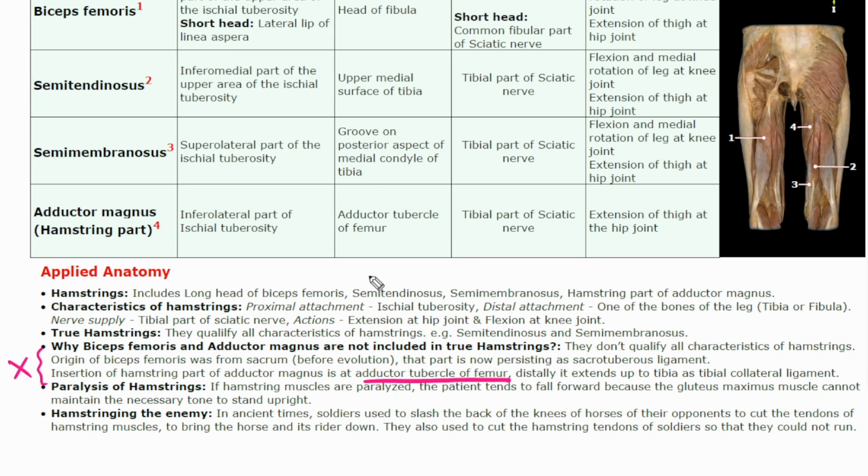Okay, so because of these reasons, the biceps femoris as well as the hamstring part of adductor magnus are not included in true hamstrings. Then there could be paralysis of the hamstrings, in which the patient will tend to fall forwards because the gluteus maximus muscle cannot maintain the necessary tone to stand upright. Okay, extension at the hip joint is required for standing upright, and the chief action of gluteus maximus is like getting up from the sitting position. Okay, for initial extension it helps, but for prolonged standing, the hamstrings help in extension at the hip joint.